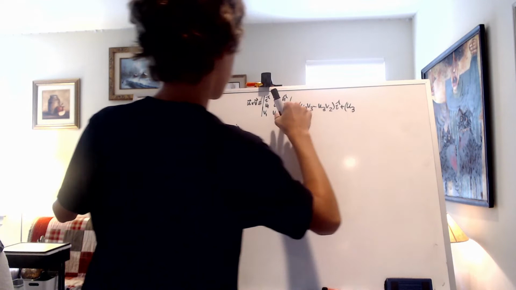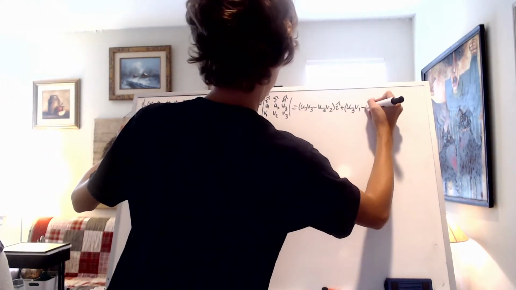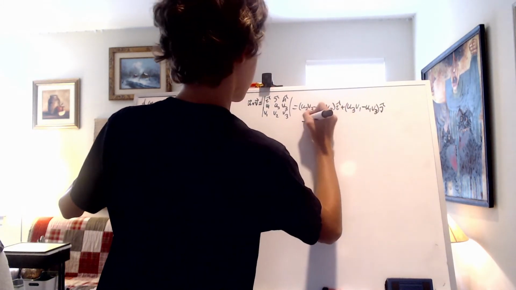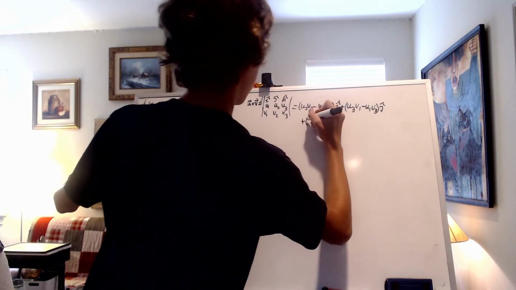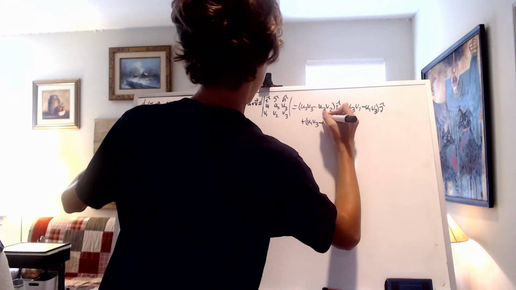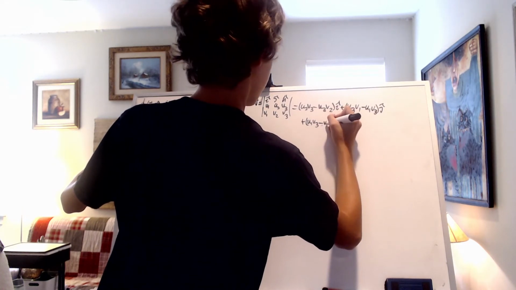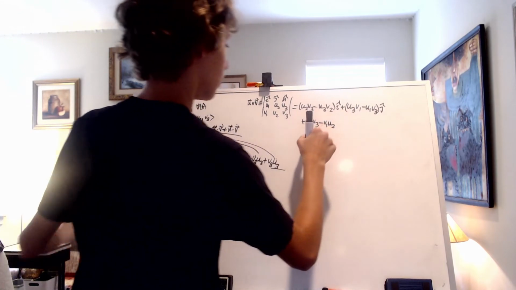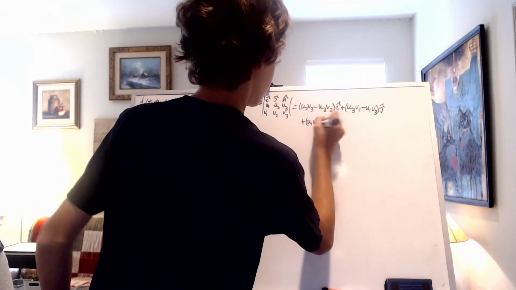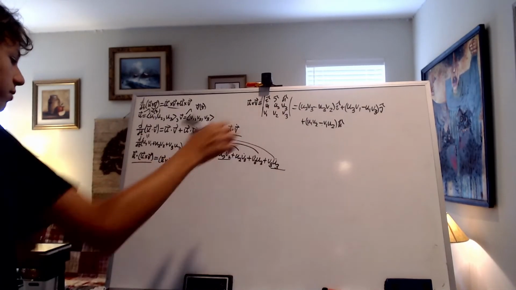So u3 v1 minus u1 v3 j hat plus u1 v2 minus v1 u2... oh, this is wrong. Sorry. u1 v2 minus u2 v1 k hat. Okay, so that's what we have.